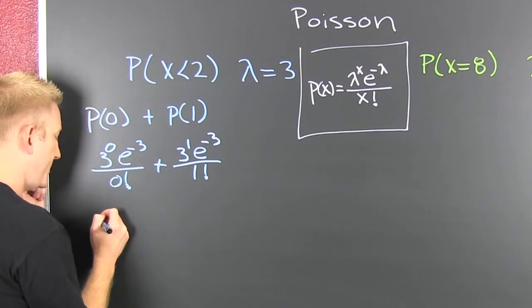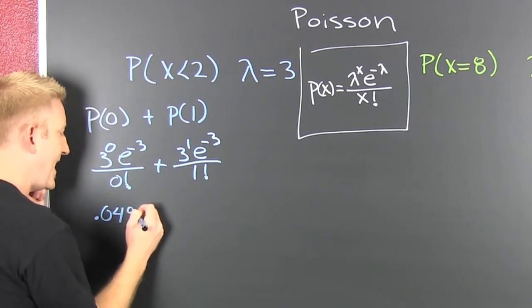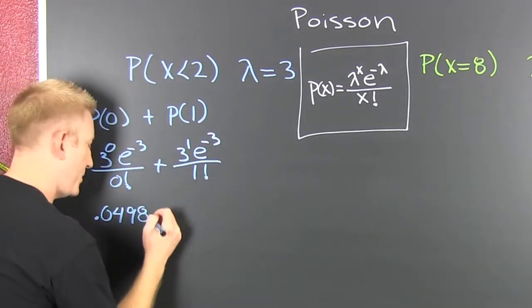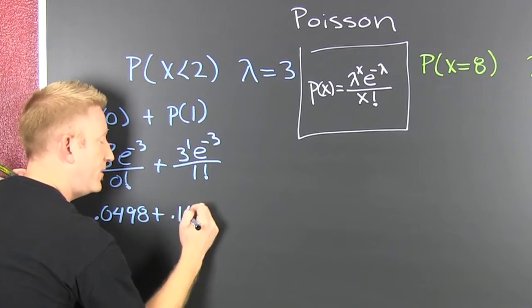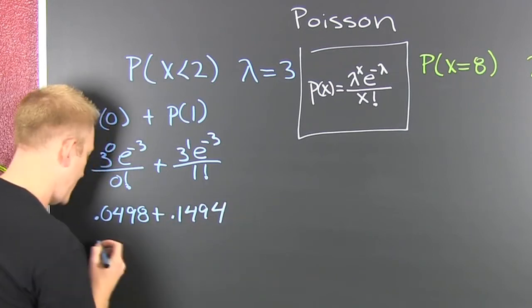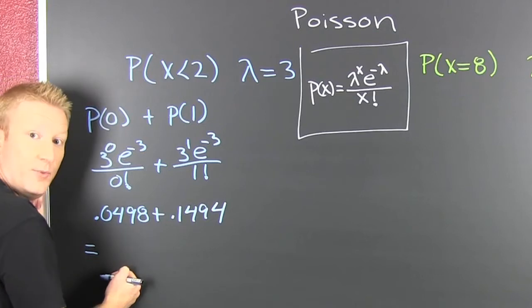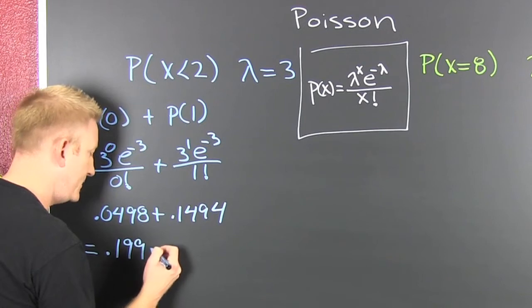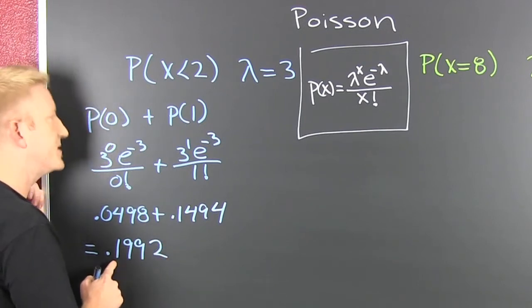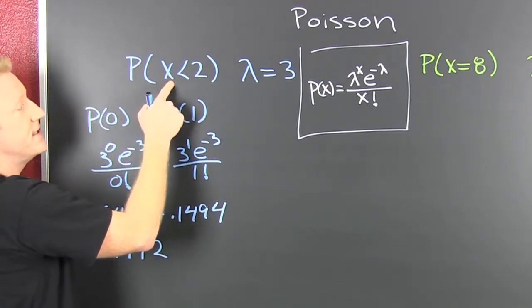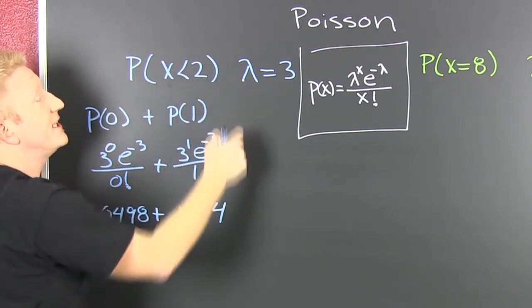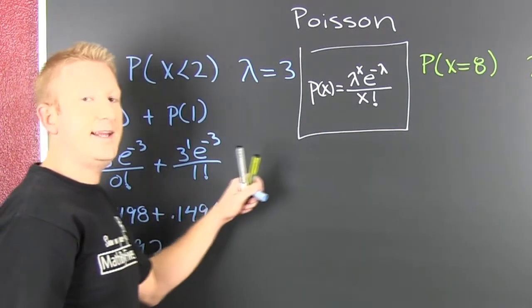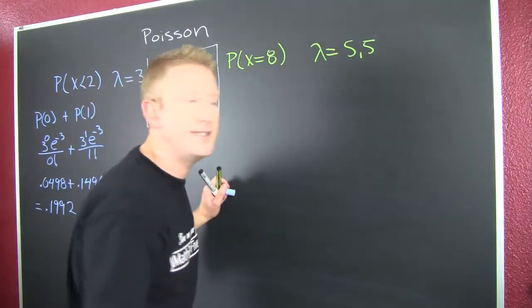We find that this one is 0.0498. It's written over there. Plus 0.1494, and then we add them, and we get 0.1992. So there's almost a 20% chance that you get less than 2 occurrences when you usually get 3 using this Poisson distribution. And then, how about we do another example?